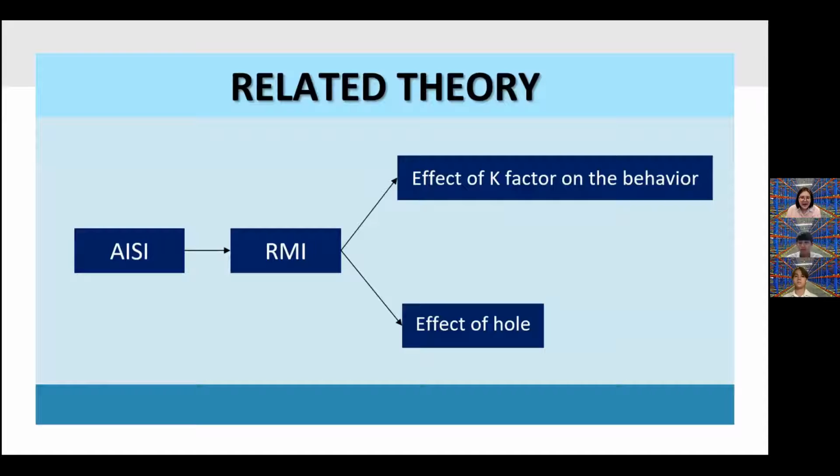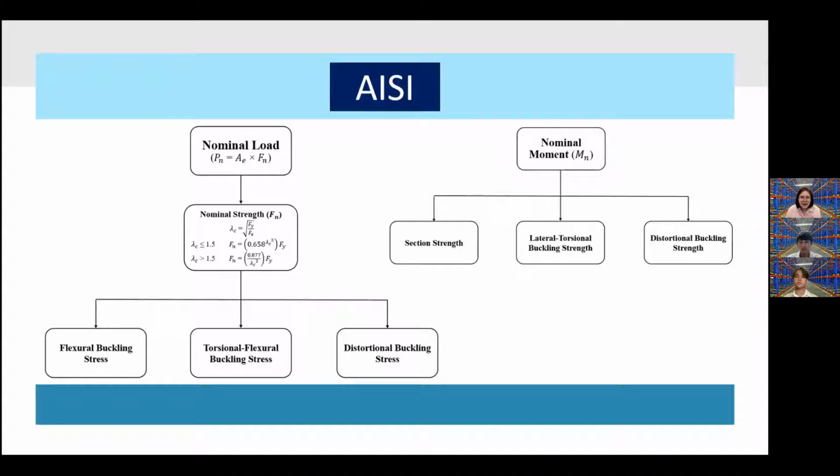Related theory. AISI is the American Iron and Steel Institute, which is the general standard of cold form steel, and RMI is the Rack Manufacturers Institute, which depends on perforated steel used in storage rack to realize two main effects: the effect of K factor on behavior and the effect of holes. For the AISI, it focuses on two mains: the nominal load and the nominal moment.